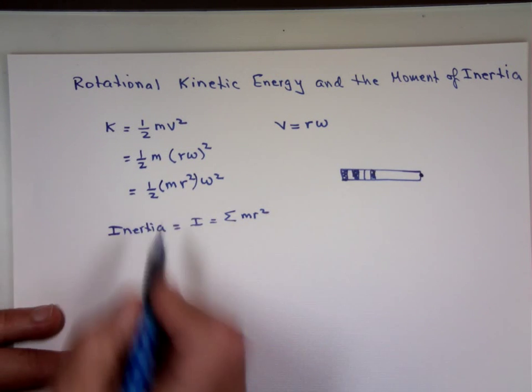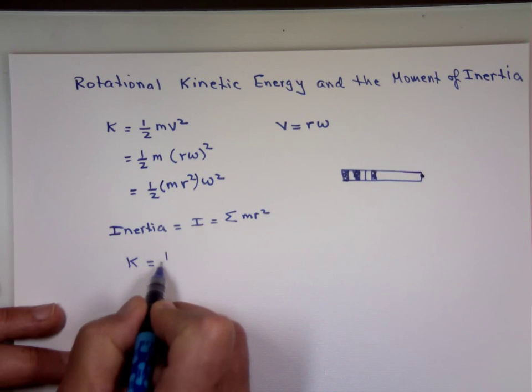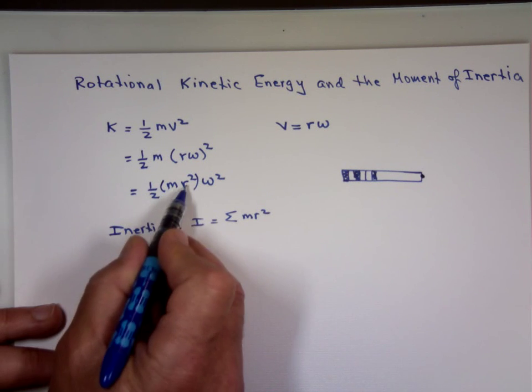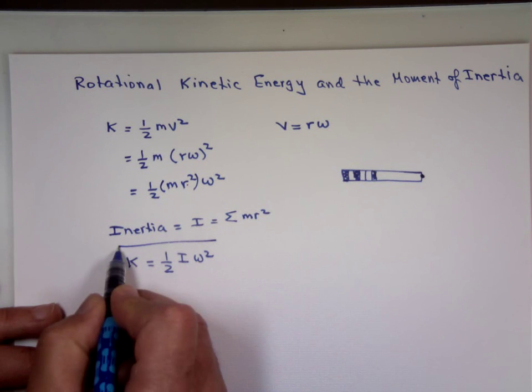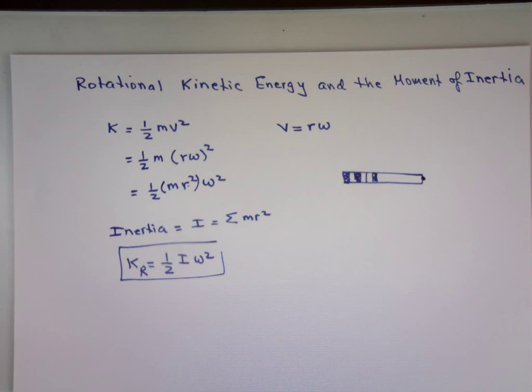So since this is actually what inertia is, I can write the kinetic energy as 1/2 inertia times w squared. Notice m r squared is the inertia. So that's the definition of rotational kinetic energy, Kr, due to rotation: 1/2 times the inertia times w squared.